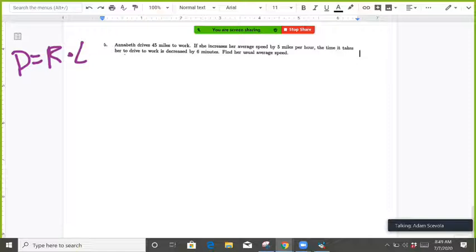So we're going to keep 5 miles per hour, but 6 minutes, we're going to do 6 over 60, and that's going to be now 1/10 of an hour. Alright, so 6 minutes is 1/10 of an hour. Okay, so now let's make our table to help us set up our equations.